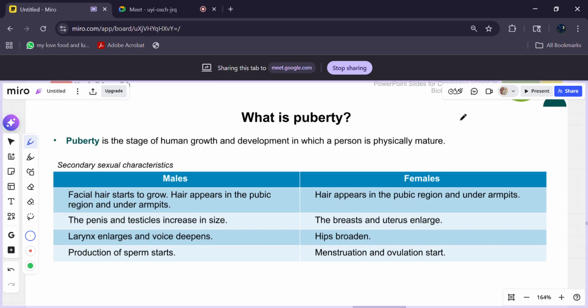Now, the sexual organs, penis, testicles, breasts, and uterus, become bigger, they enlarge. And for males, the larynx enlarges and the voice becomes deeper. So they will go from a normal voice to a deeper voice. And for females, the hips become wider, they broaden. And for males, the production of sperm starts, and for females, menstruation and ovulation begin.